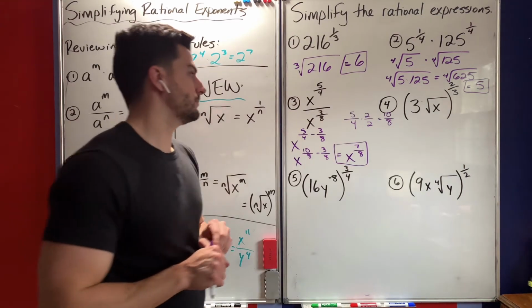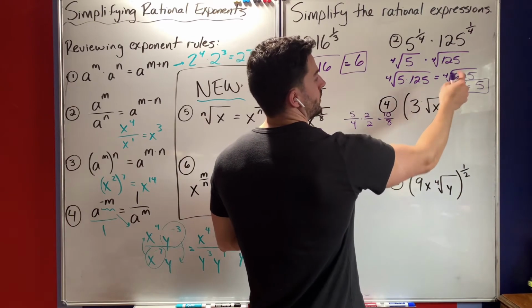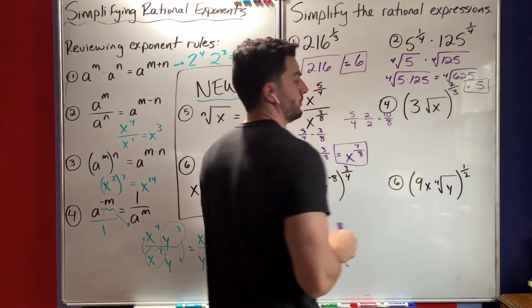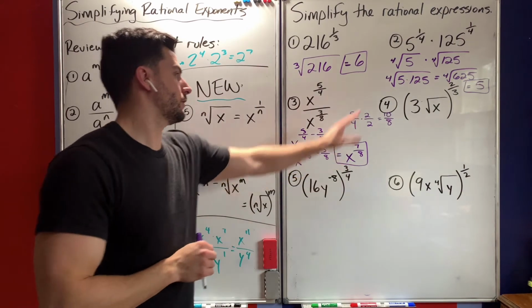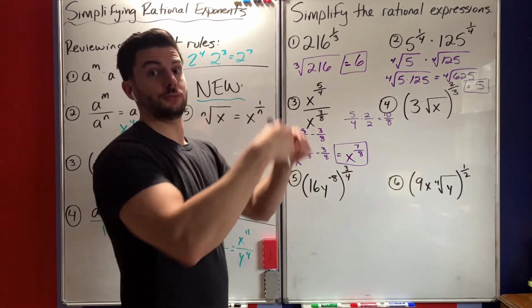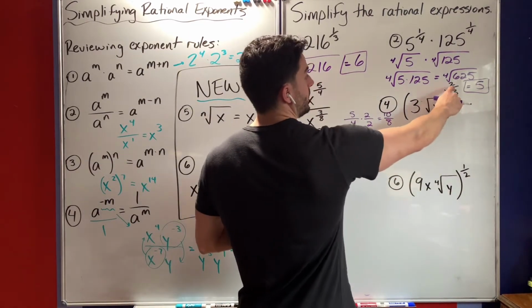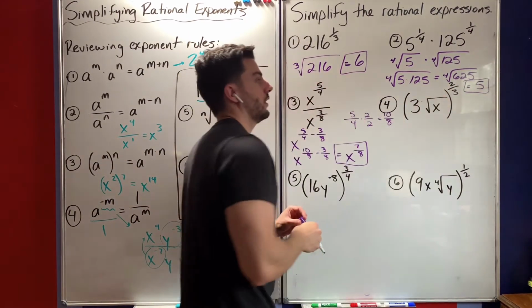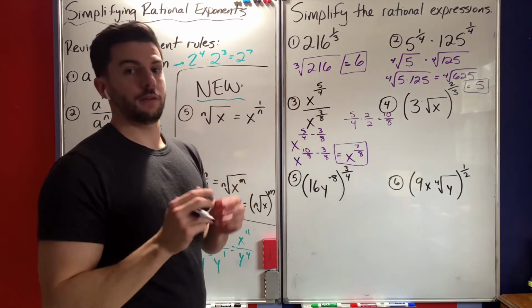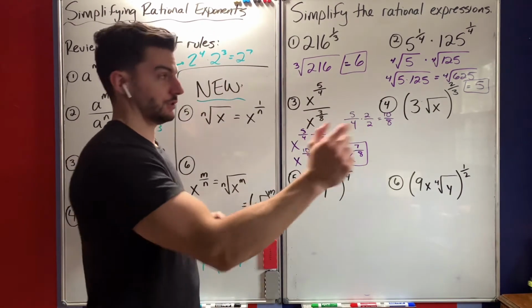So there's number 3. Number 4, 3 times the square root of x raised to the 2/3 power. Now you can see 4, 5, and 6 all deal with raising a group of terms to a power. And the step one for all of these is going to be to distribute this fractional exponent to each of the terms in here, each of the numbers or terms in there.